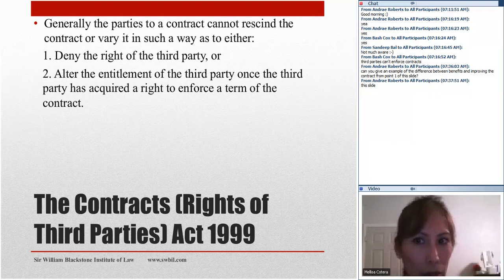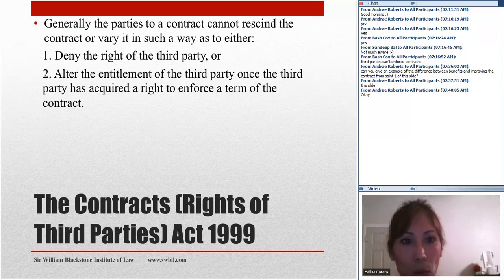Let's continue talking about the Contracts Act of 1999. Under the Act, generally, the parties to a contract cannot rescind the contract or vary it in such a way as to deny the right of the third party or alter the entitlement of the third party once the third party has acquired a right to enforce a term of the contract. So the third party receives protection from such later changes to the contract in two situations, okay?